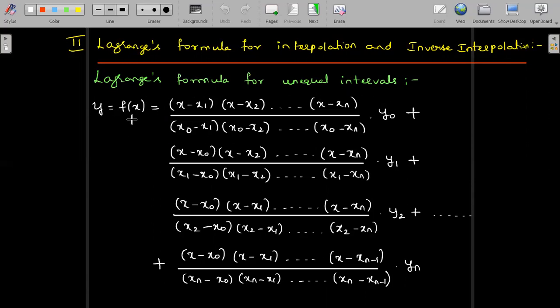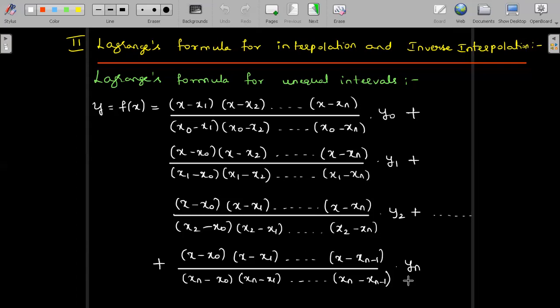The formula is given by y equal to f of x, which is equal to (x minus x1)(x minus x2) etc. up to (x minus xn), the whole divided by (x0 minus x1)(x0 minus x2) etc. up to (x0 minus xn), and as a multiplier we consider y0, plus the second term (x minus x0)(x minus x2) etc. up to (x minus xn), the whole divided by (x1 minus x0)(x1 minus x2) etc. up to (x1 minus xn), and as a multiplier y1, plus the third term with respect to y2, etc. The last term will be (x minus x0)(x minus x1) etc. up to (x minus xn minus 1), the whole divided by (xn minus x0)(xn minus x1) etc. up to (xn minus xn minus 1), with multiplier yn.